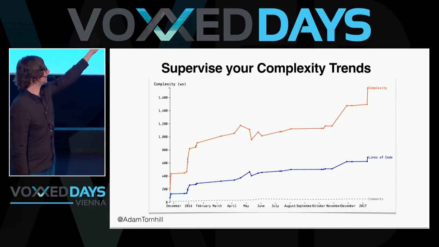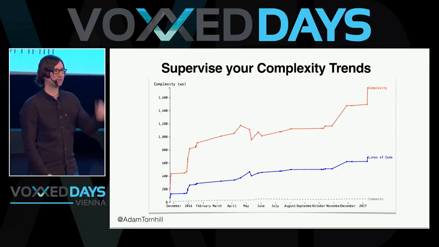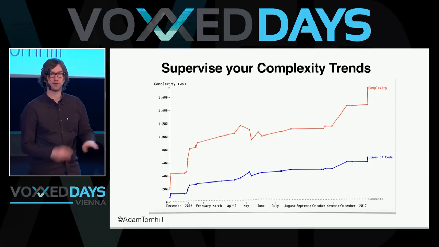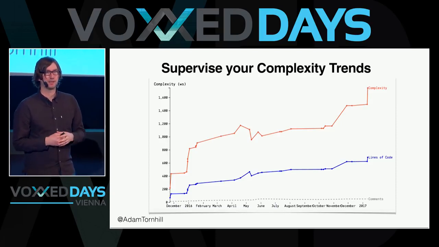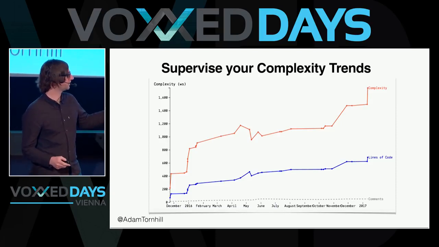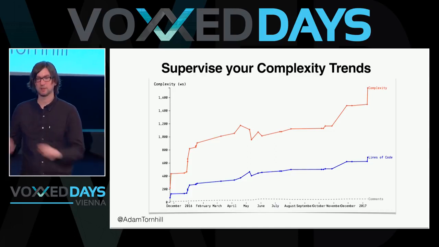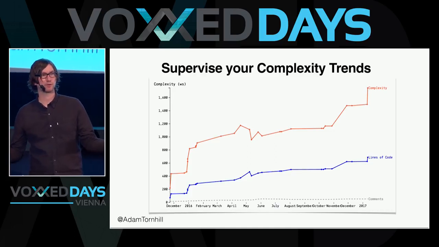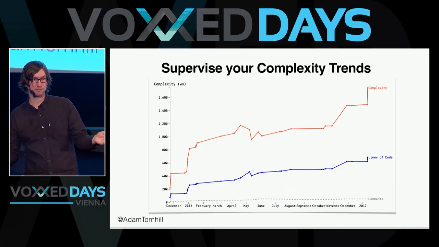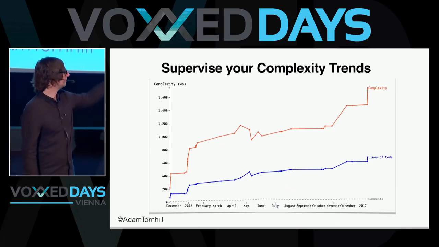So that's the red line here. The blue line is just a count of the lines of code as a reference. Now, what I find so fascinating about complexity trends is that all systems tell stories. We just need to learn to read them. So let's have a look at this example.